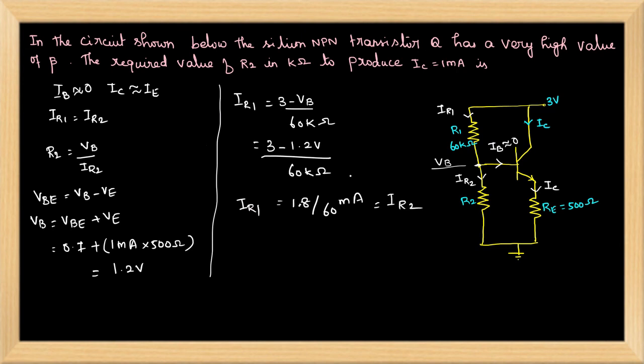Now you can substitute the value here in this equation, that is equation number 1. Then you can get the value of R2. So R2 here is 40 kilo ohm. Okay, thank you.